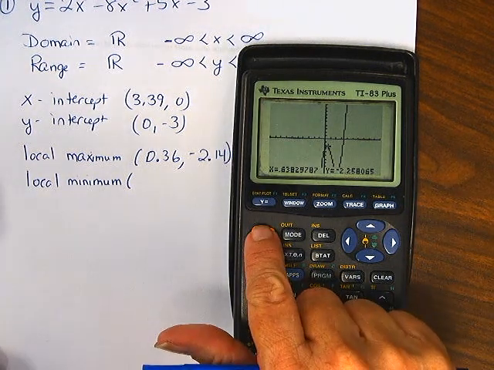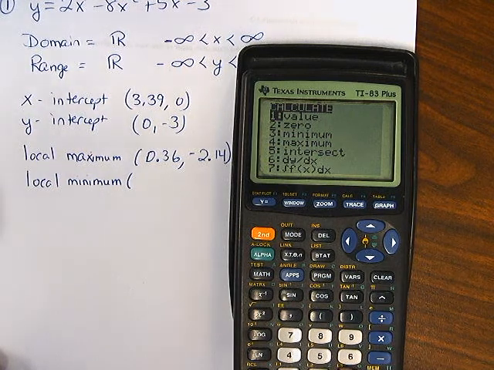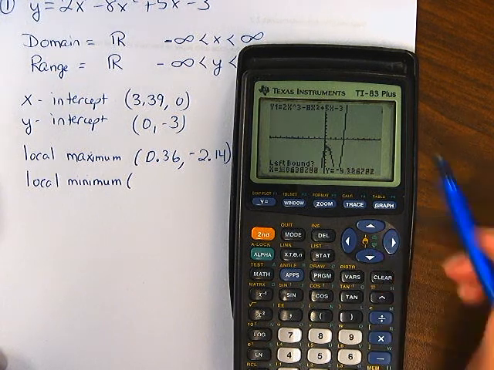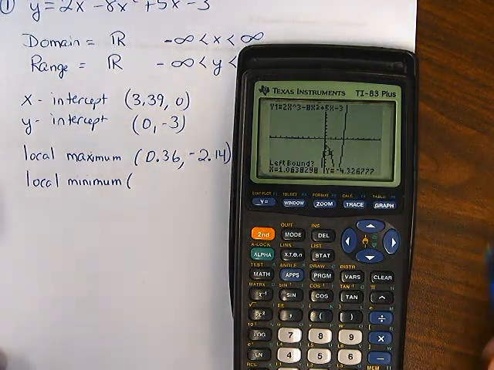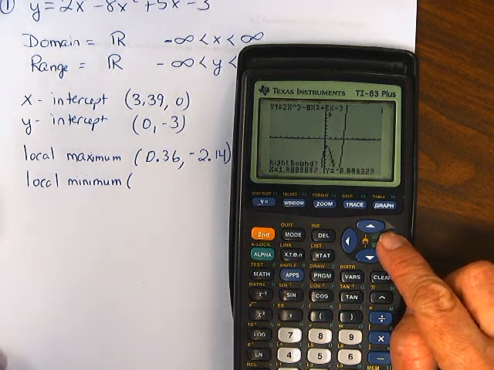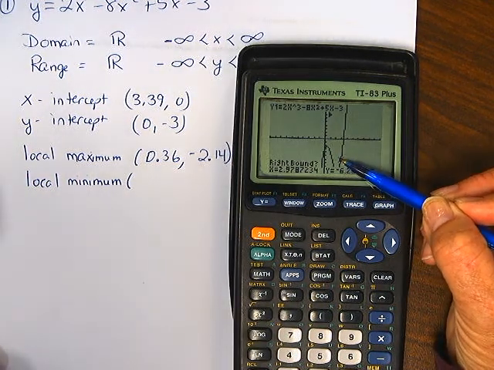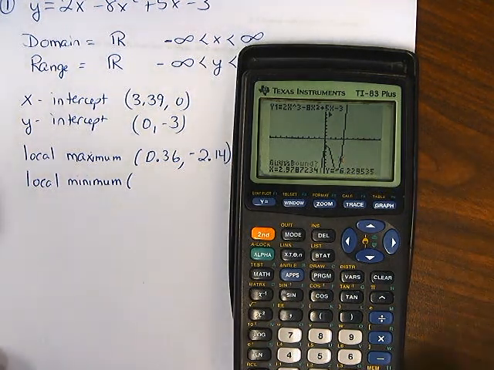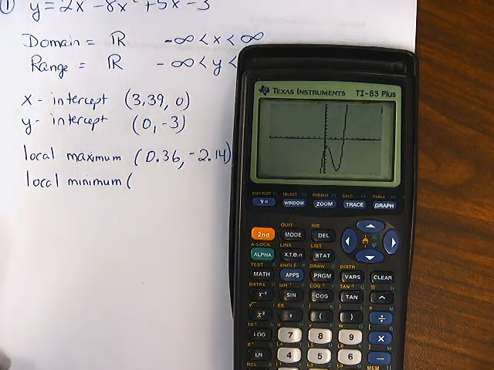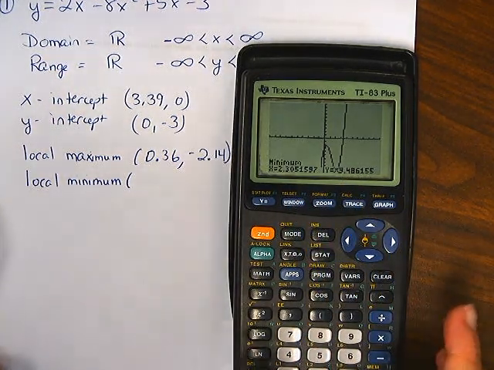So again, we're going to go to second, trace, but this time we want the minimum, so option 3. We put the cursor, it says left bound, so it's got to be on the left side of the dip. So it's on the left side. We press enter. And now the right side, so the right side of the minimum. So the dip is down here, the minimum. So I'm on the right hand side, I'll press enter. And again, it asks me to guess. I'm not going to guess, I'm just going to press enter. And it's thinking.